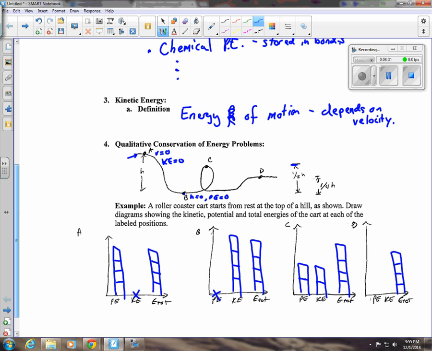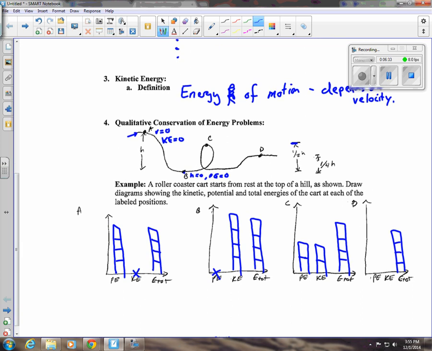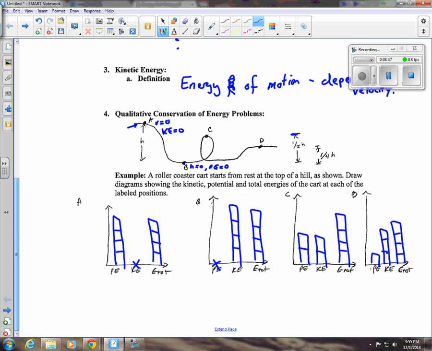And then at the last position, D, now the height is 1/4 as high. I think the potential energy is going to be about 1/4 of the total then. And then if that's 1 high, the kinetic energy has to be 3 high to give me a total of 4. So that is a way of diagramming these.